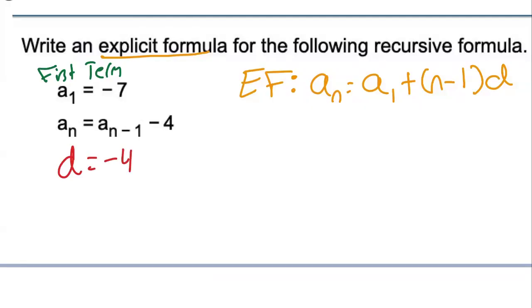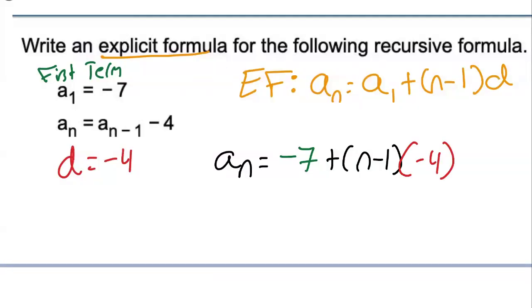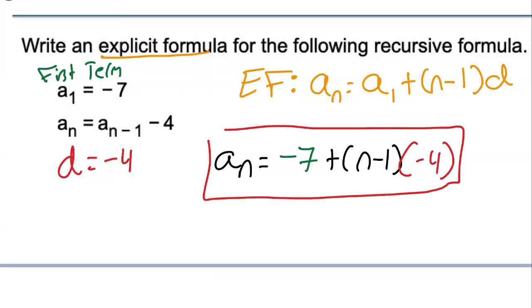We have everything to plug it into the explicit formula. So a sub n equals -7, because that's the first term, plus n minus 1, and then the common difference is -4. And this is the explicit formula from the recursive formula. And just like I told you guys, whenever you write the recursive formula, usually the first term is always written with it as well. Does anyone have any questions?